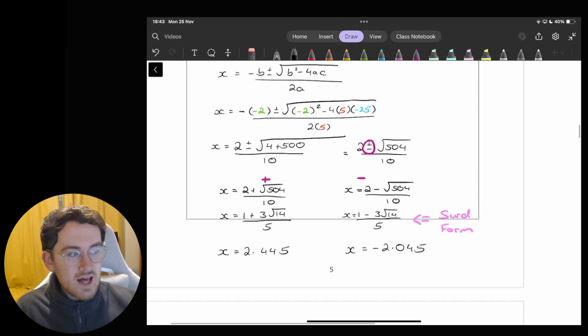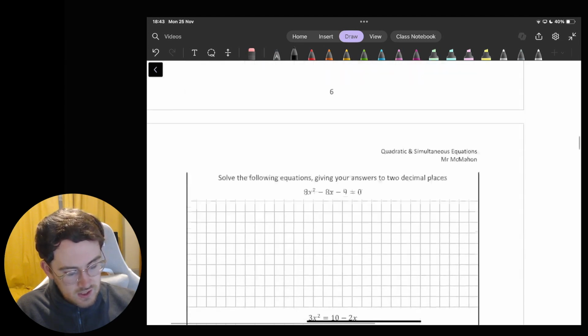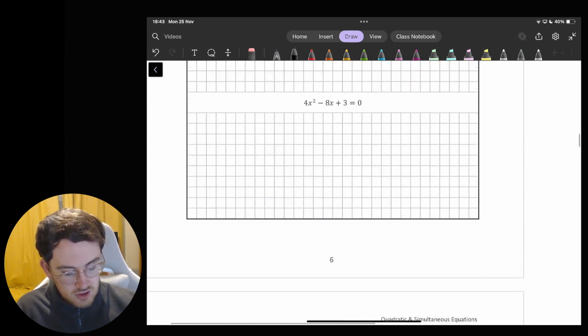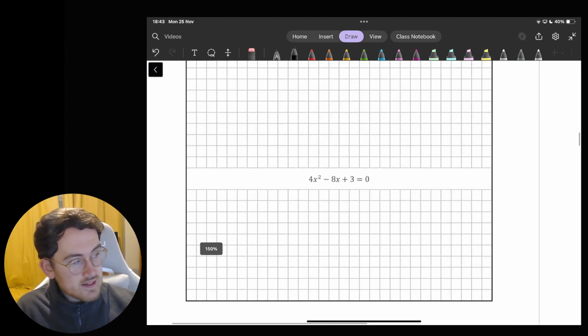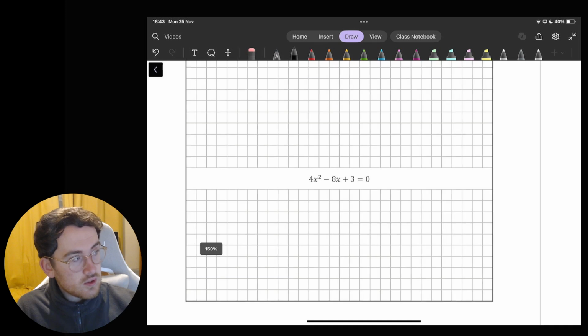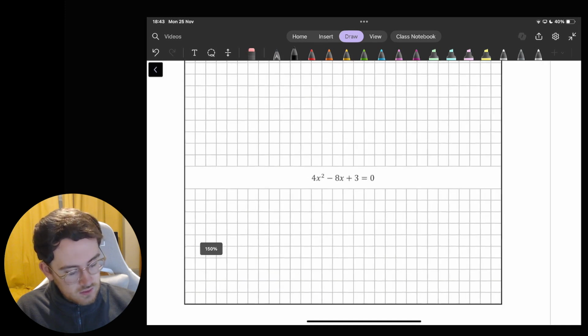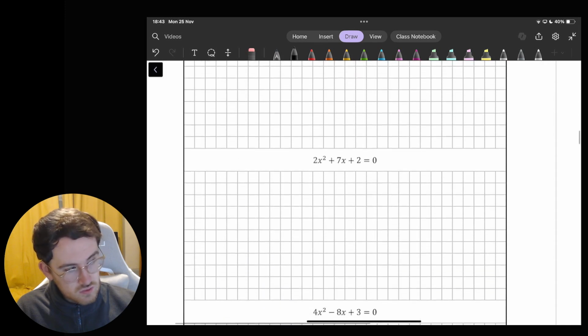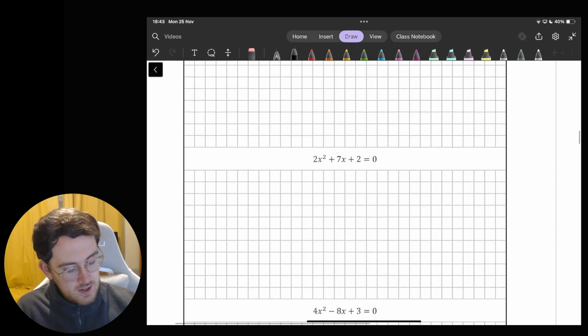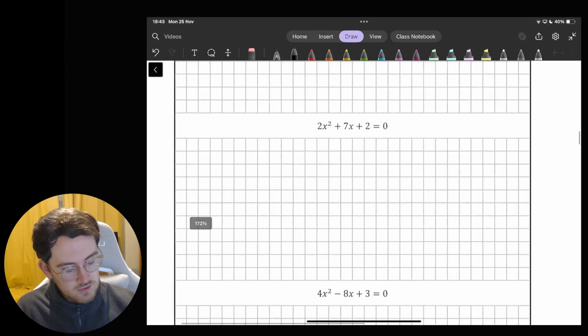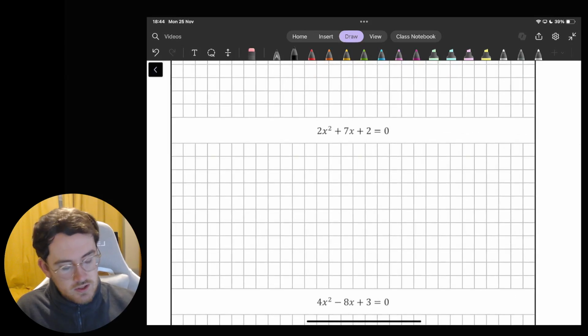So what we'll do is have a look at one or two of the questions. I'm going to look for a specific one here that could give us something extra to consider. Maybe we'll look at this bottom one here with the 4x squared minus 8x plus 3. Yeah, no, we'll do this one above. So 2x squared plus 7x plus 2 equals 0.